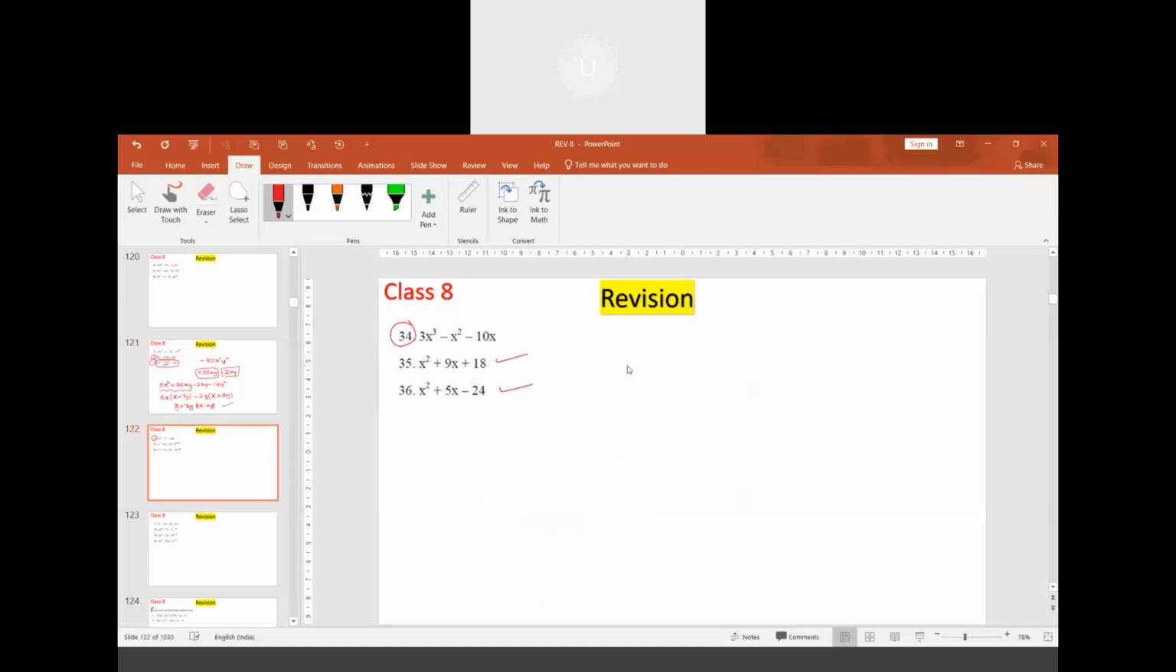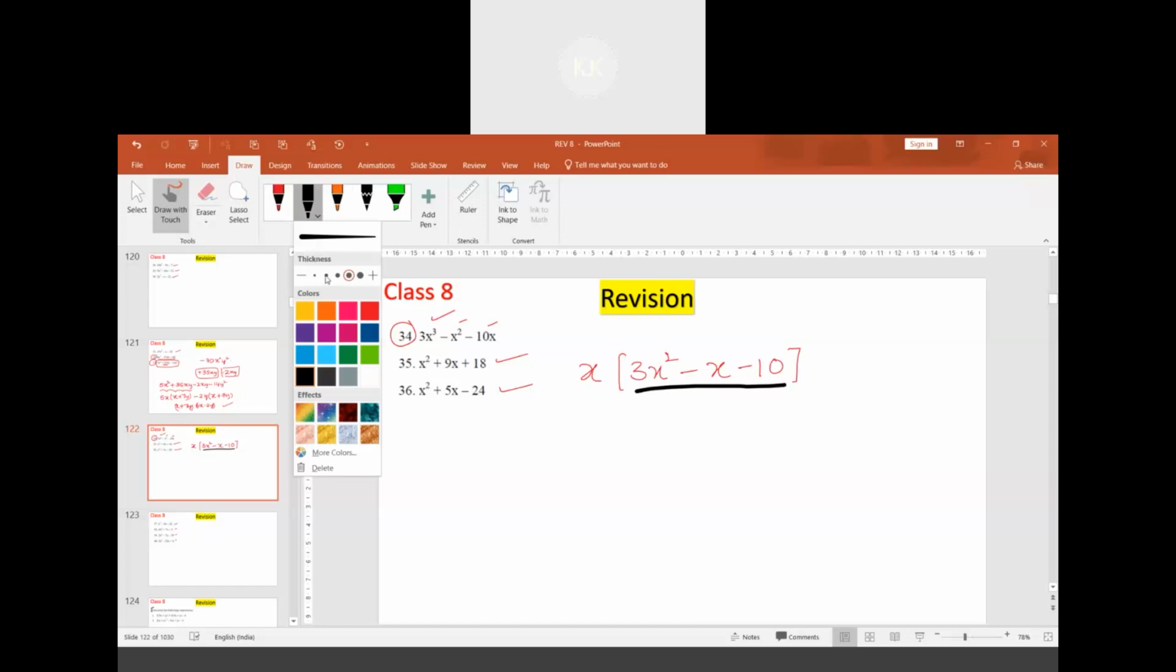Now, the 34th question is slightly different because they have given a cube term here. In such cases, we can take x common. If x is taken out, we get 3x squared minus x minus 10. Now the middle thing which is there in the bracket only we have to see.